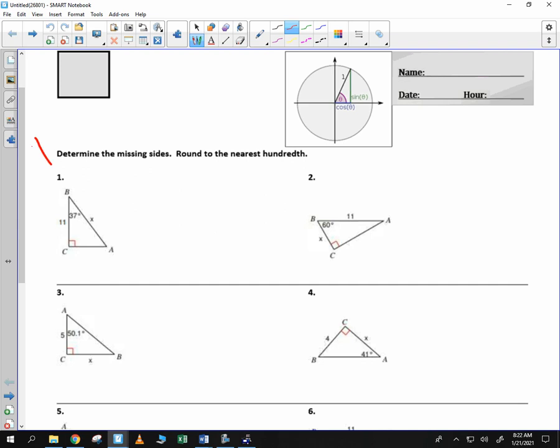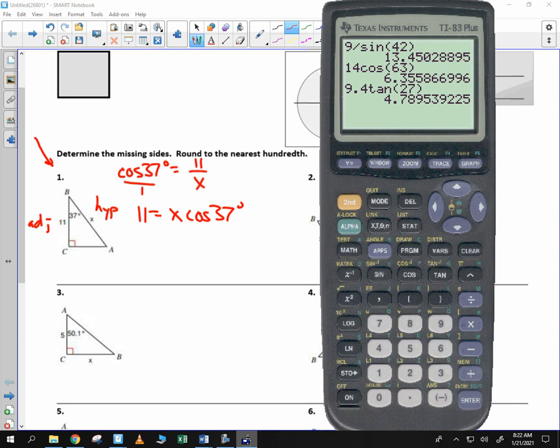Section 1 is just like what we covered. You would label this the hypotenuse. You would label this the adjacent. And so therefore you have the cosine of 37 degrees is equal to 11 over x. As you cross multiply, 11 is equal to x cosine of 37. Go ahead and divide both sides by the cosine of 37.